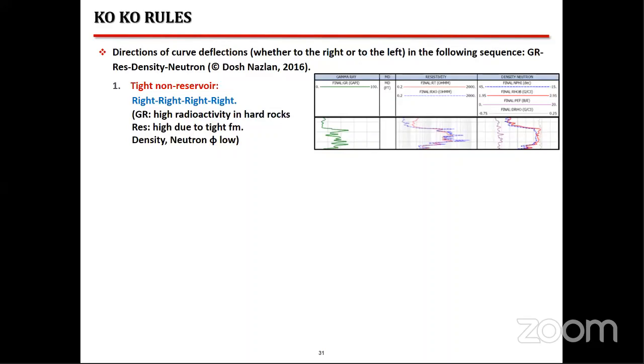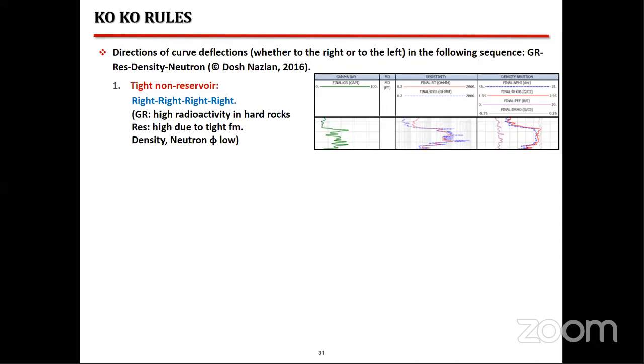The first rule is that for a tight non-reservoir, the deflections will be right, right, right, and right. Gamma ray will deflect to the right because in hard rocks, radioactive content is high and hence gamma ray readings will be high. Because the formation is also tight, the resistivity will be high, whereas the density and neutron porosities will be low.